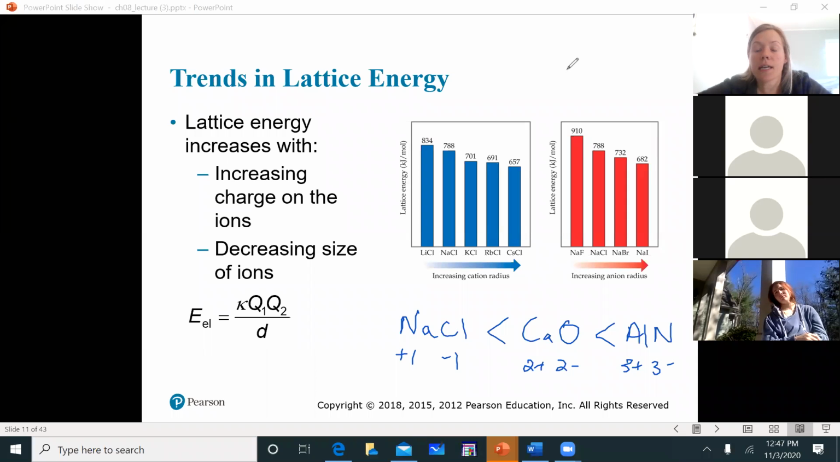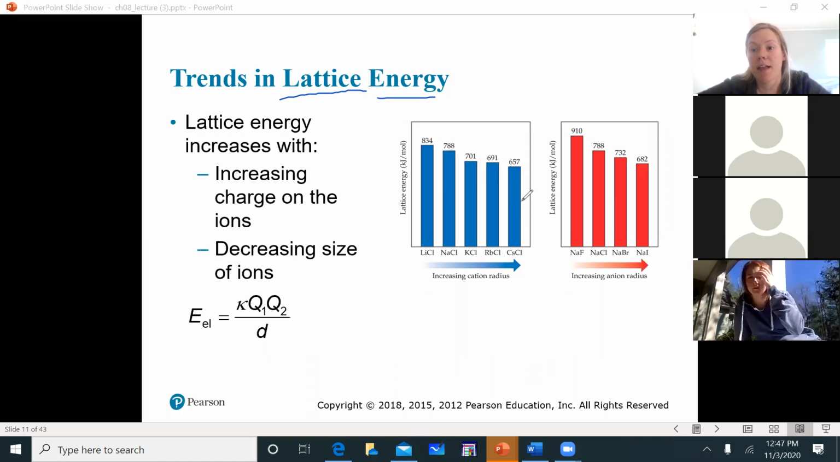The other thing that determines lattice energy, and you don't have to have the lattice energies memorized, but you do want to know how they relate to each other, is size. Lattice energy increases with decreasing size of the ion. So the smaller the ion, the larger the lattice energy. So I'm going to compare LiF with NaCl.